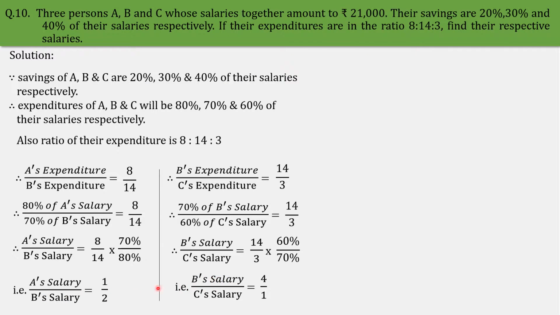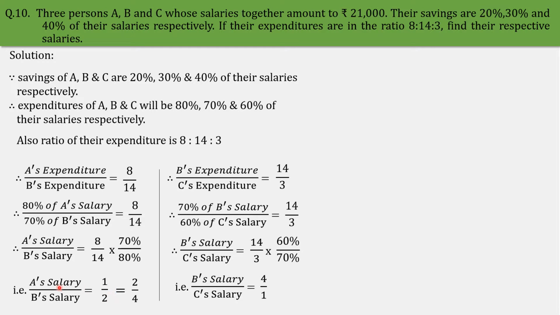But the problem is, here the value of B's salary is 2 and here the value of B's salary is 4. So if we want to make them common, then this 2 must be multiplied by 2, and along with this 1 will also be multiplied by 2. So we are multiplying numerator and denominator by 2. So this half will become 2 upon 4.